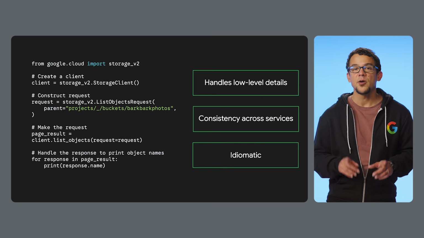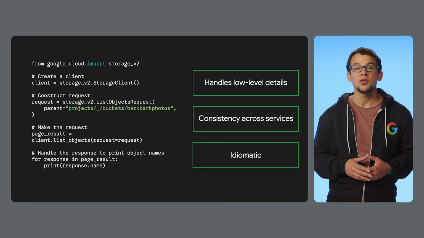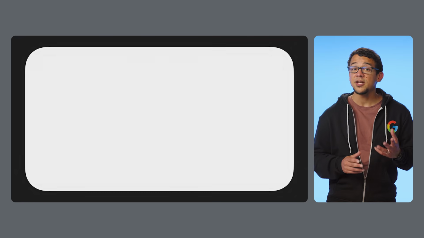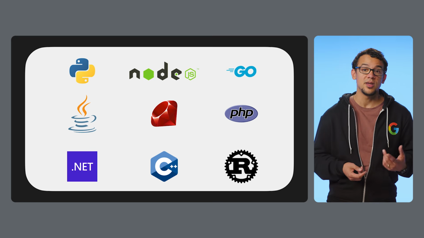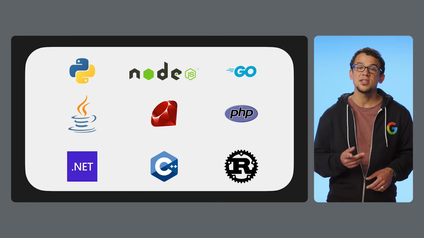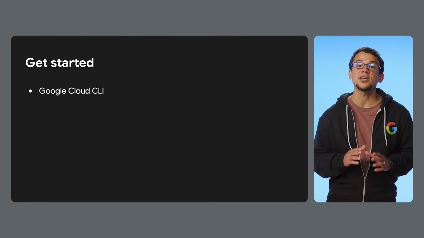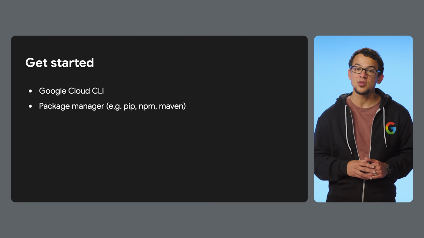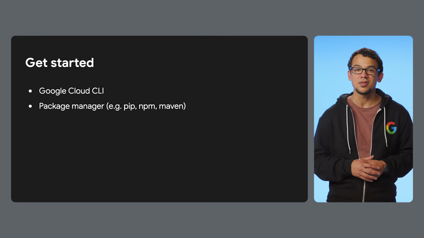On top of that, they're idiomatic, so they're designed to align with the conventions and the styles of each language that they're available in. And that includes Python, Node.js, Go, Java, Ruby, PHP, .NET, C++, and Rust. Using Cloud Client Libraries simplifies development and frees you up to focus on building out the rest of your application. To get started, all you need is the Google Cloud CLI to set up authentication and the package management tool for your language of choice to install the libraries of any Google Cloud services you want to use.